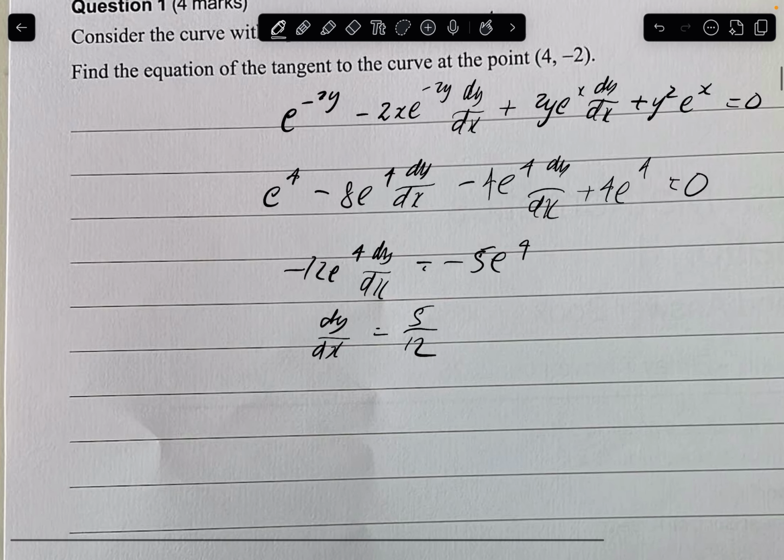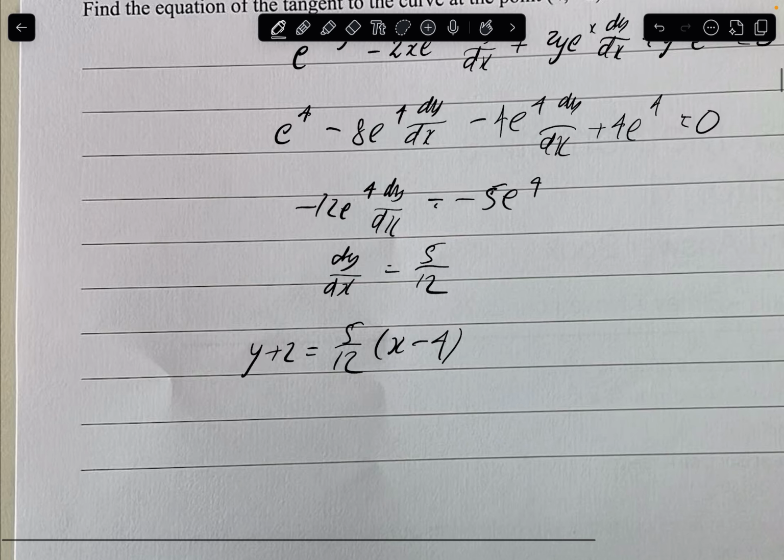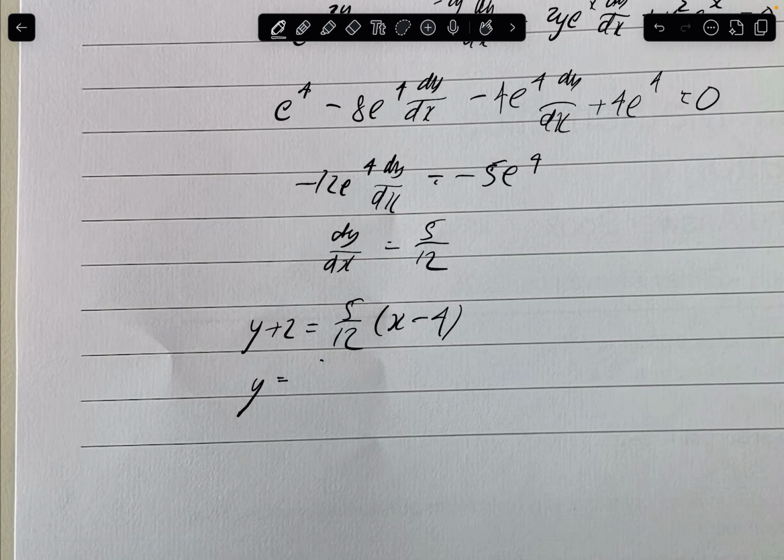And then you can use the point. So y plus 2 is equal to 5 on 12 (x minus 4). y is equal to 5 on 12 x minus 5 on 3 minus 6 on 3, which is minus 11 on 3.